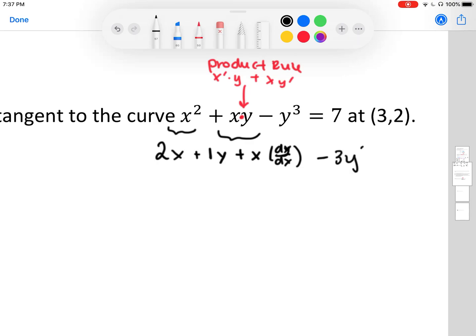Minus 3y squared, or my derivative of that, negative y cubed, equals the derivative of 7, which is 0. And I forgot the dy/dx.